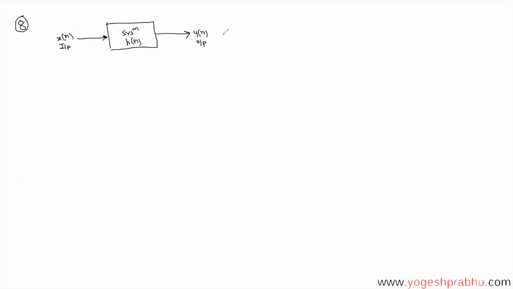We know how this relation is: y of n equals x of n convolution h of n. So when you perform convolution of the input and the system, you get the output y of n. Now question 8 says: how is convolution performed in a DSP system using FFT?